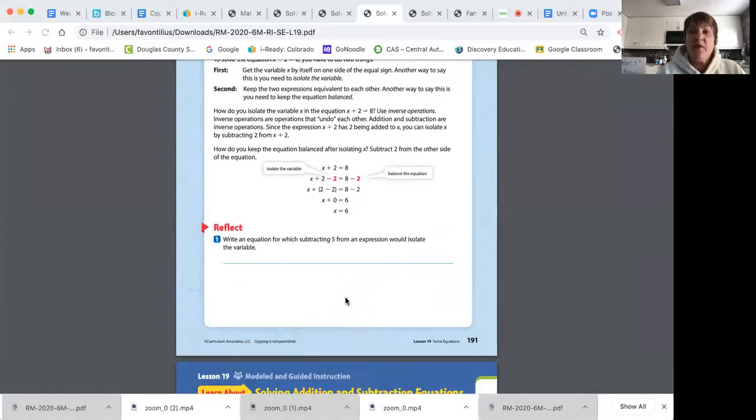Now, number 1, reflect. Write an equation for which subtracting 5 from an expression would isolate the variable. So I want you to think about that. Write an equation for which subtracting 5 from an expression would isolate the variable.